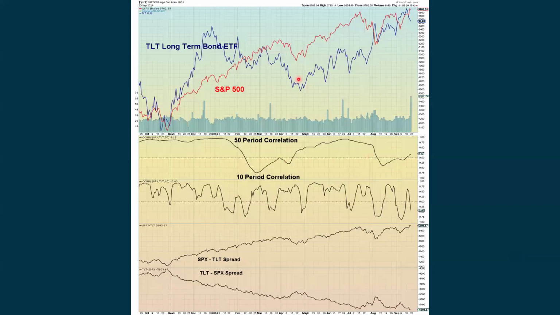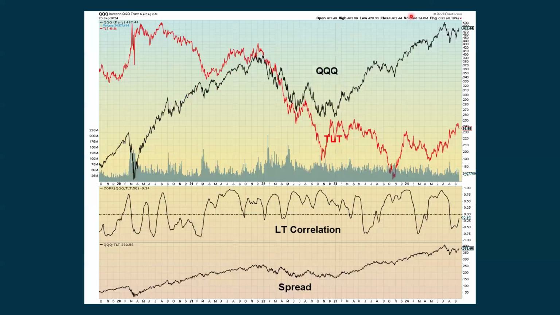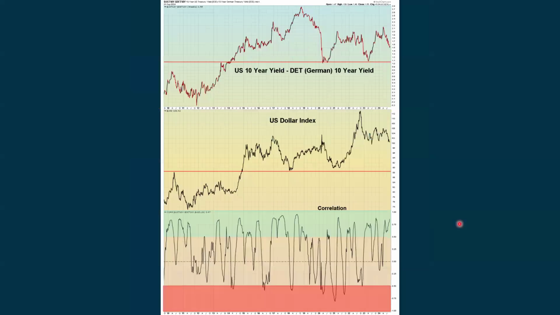Then we look at the long-term bond ETF, that's in blue, and the S&P 500, which is in red. And we can see on a long-term basis, a slight tendency to go in the same direction, where they're actually seeing this short-term relation wear off quite a bit right now. And you can see that from the chart, where the long-term bond ETFs have been going down as the S&P's been going up. And then we look at the QQQs to the long-term bond ETF. Also, this is pretty much back to neutral right now.